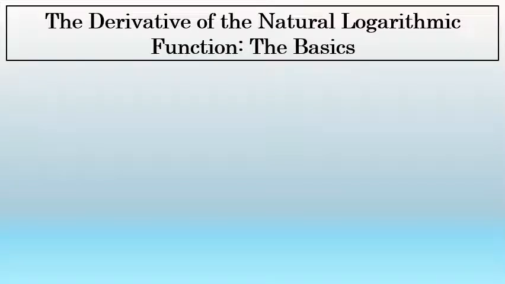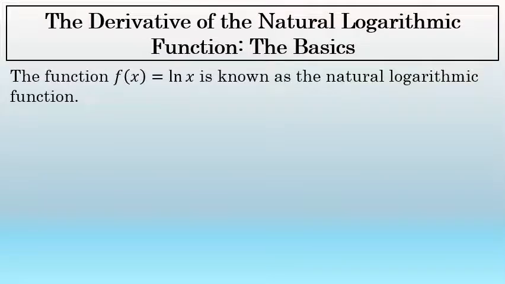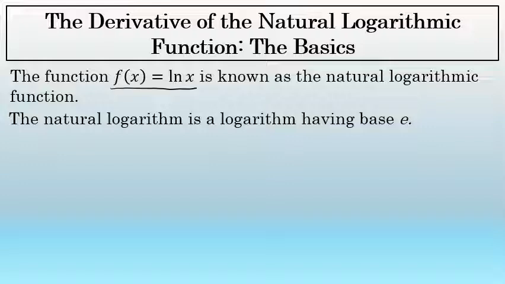In this video, we'll discuss the basics of the derivative of the natural logarithmic function. f of x equals the natural log of x, f of x equals the ln of x, is known as the natural logarithmic function. Let's begin with a very brief review of some of the properties of the natural logarithmic function, f of x equals ln of x. It's a logarithm. ln is an abbreviation for a logarithm with base e.